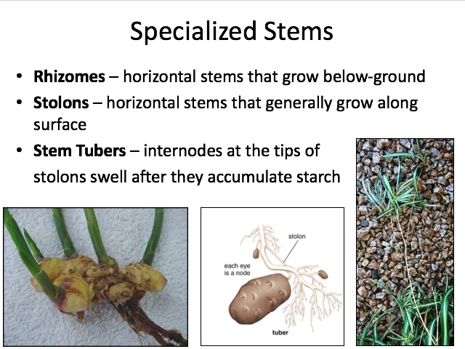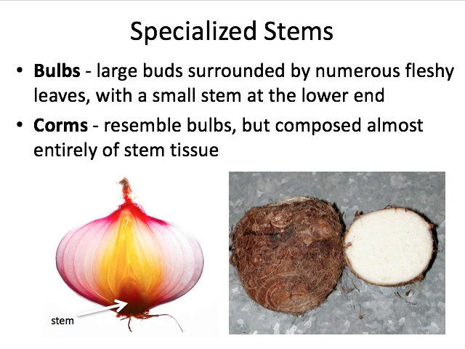Next is a stem tuber. Things such as white potatoes have internodes at the tips of stolons that swell up after they accumulate starch. A bulb is considered a specialized stem. It's a large bud surrounded by numerous fleshy leaves with a small stem at the lower end. An onion is an example of a bulb.